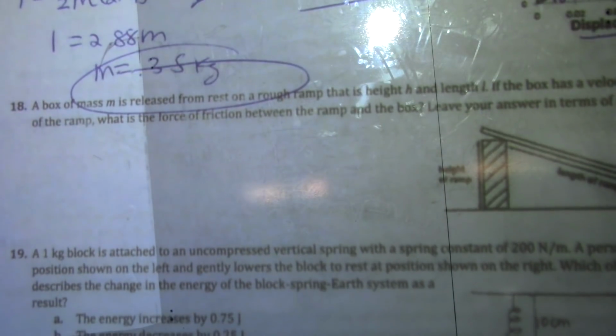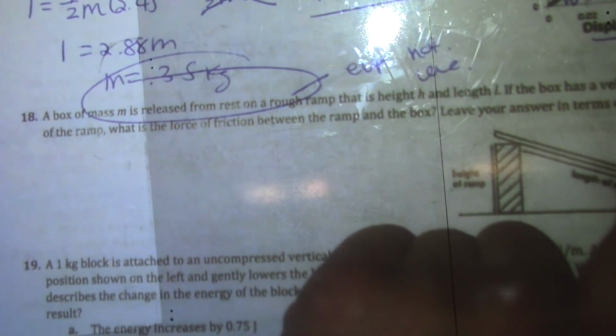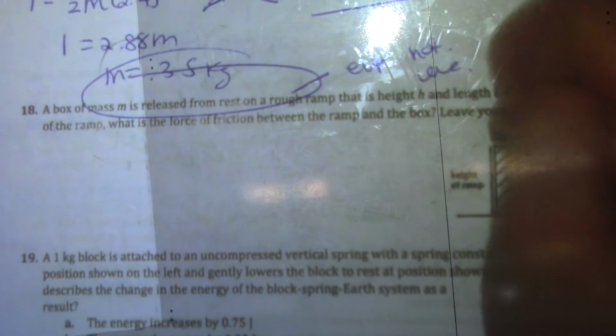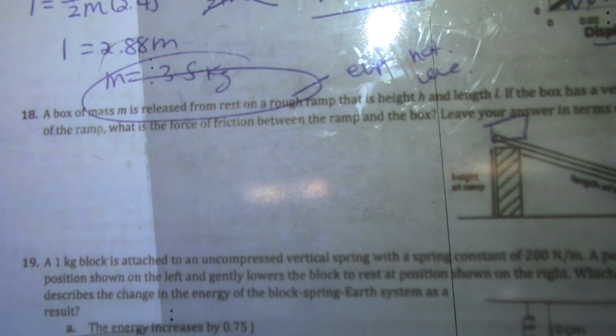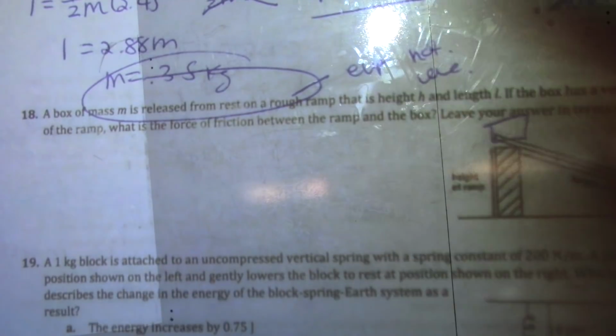Alright, a box of mass m is released from rest on a rough ramp. So friction, right? Energy is not conserved. The box has a velocity of v at the end, and I want to know what the force of friction is. We just said that energy is not conserved, there is work done, so I'm going to use that the change in energy is equal to Fd.